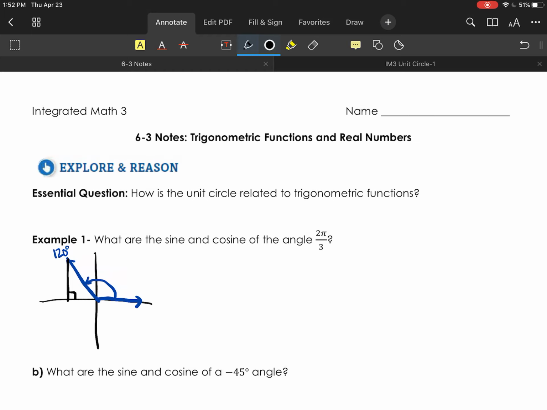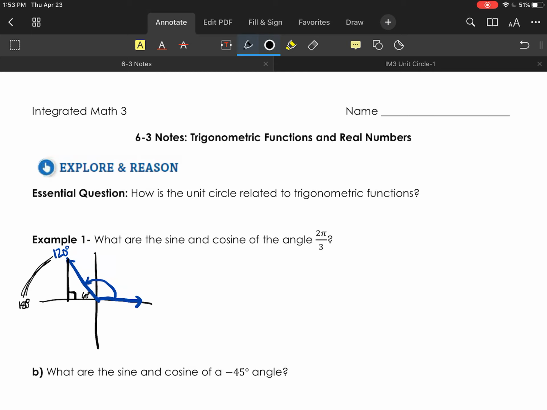Okay, so now you've got to think about your reference angle again. Remember we talked about previously that this is 180 degrees. The angle we drew is 120, so the difference between them is 60. 180 minus 120 is 60. So this would be a 60 degree angle in there.